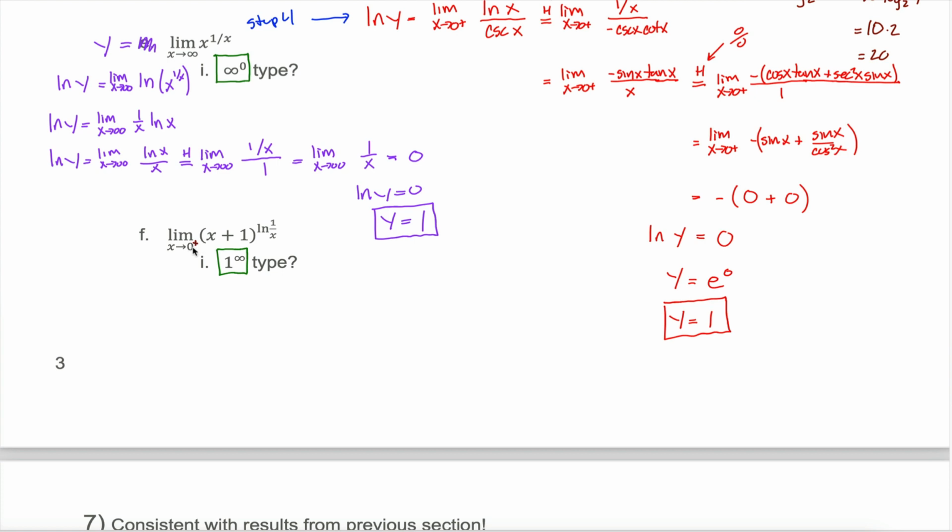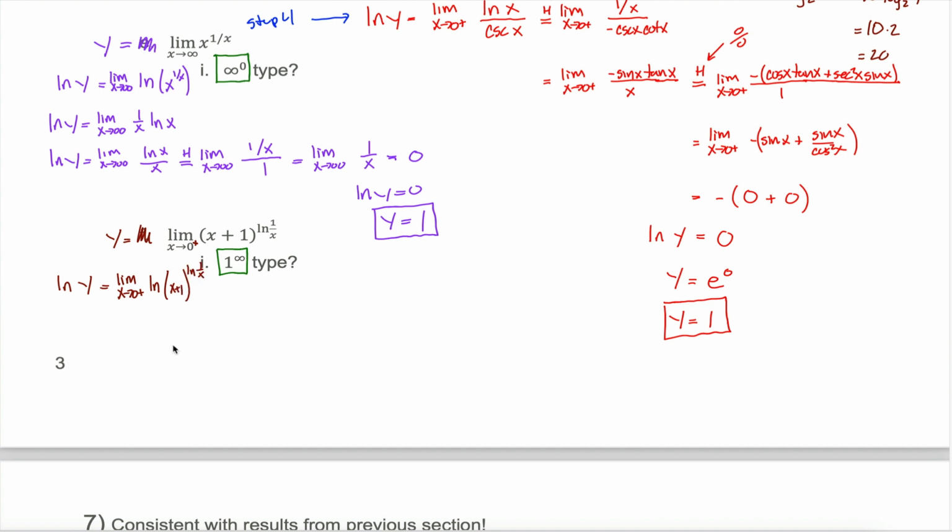If you try changing all the x's into zeros, I think what you'll find is that you have 1 raised up to infinity. But again, you really don't have to worry about that. What you do instead is set up an equation, make y equal to this expression, and then take the natural log of both sides of that equation. I got the limit as x approaches 0 from the positive side of the natural log of x plus 1 raised up to the natural log of 1 over x.